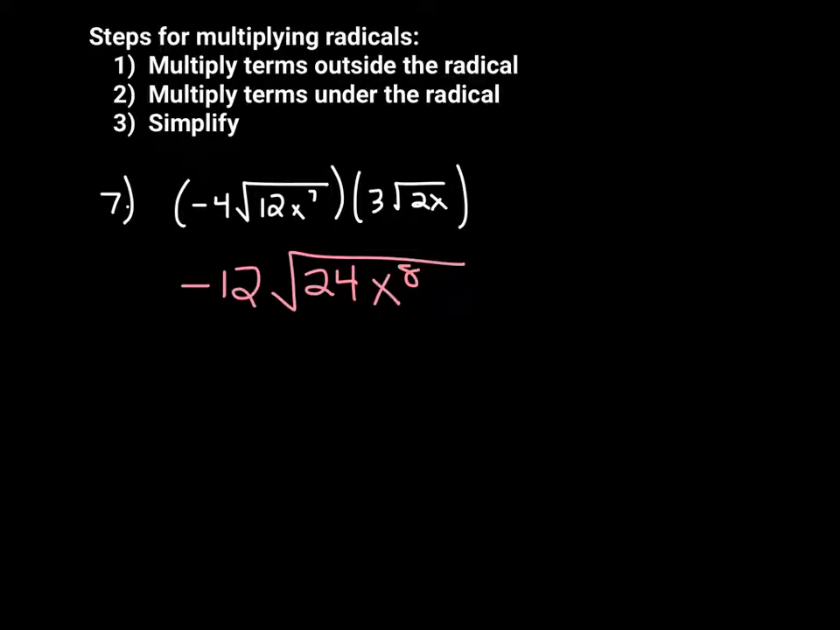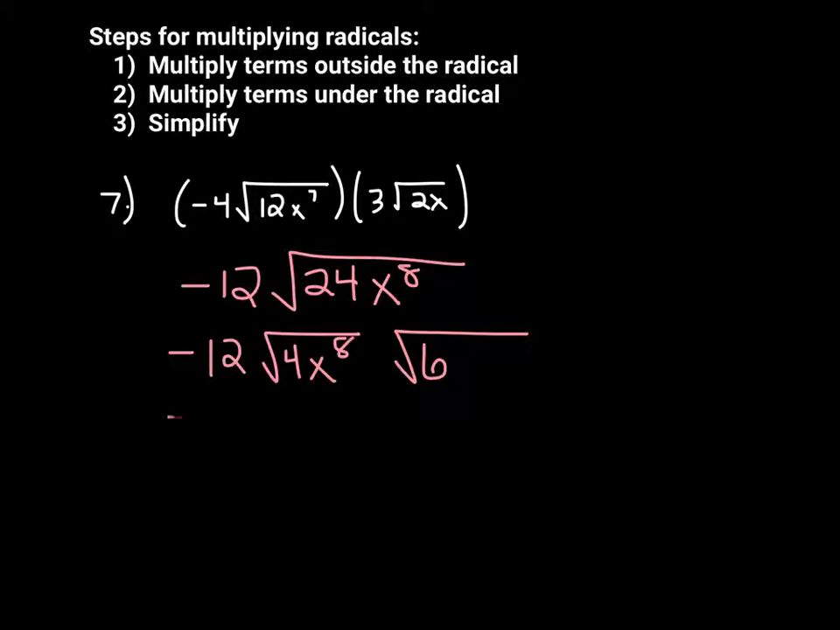All right, so let me bring down the negative 12, and I'm going to break up this square root into two separate square roots. And since 24 is not a perfect square, the biggest perfect square that I could pull out of 24 would be a 4, so I'll put a 4 in my perfect square radical, and a 6 in the leftover radical. And then x to the 8th is a perfect square because this exponent is even. It's divisible by 2. So I'm going to put the whole entire thing in my perfect square radical.